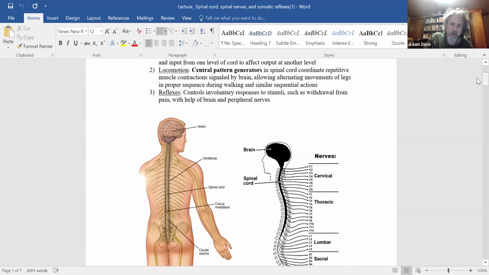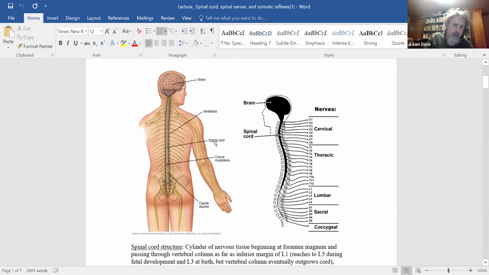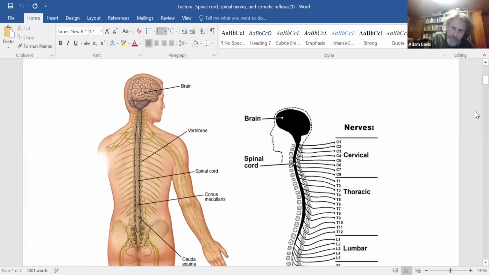Here is a look at our spinal cord. Here's the brain. Here you can see the spinal cord extending down. There's the conus medullaris. You see we're not near the pelvis yet. And there's the cauda equina, that bundle of nerve fibers extending away from there. Let me enlarge this a little bit for you to view better.